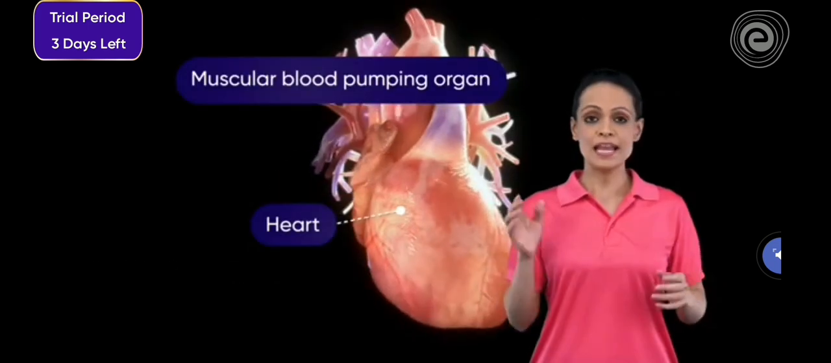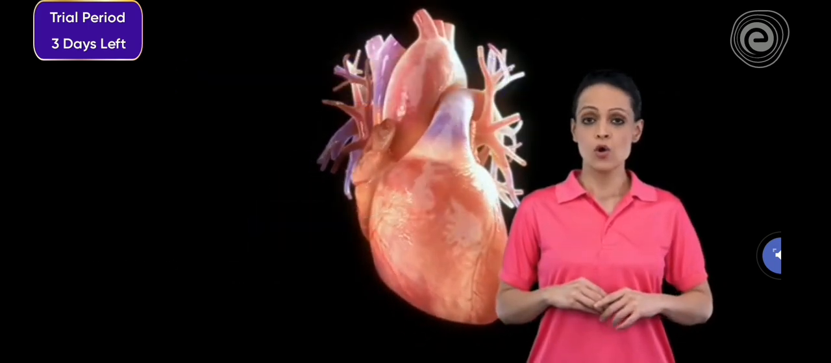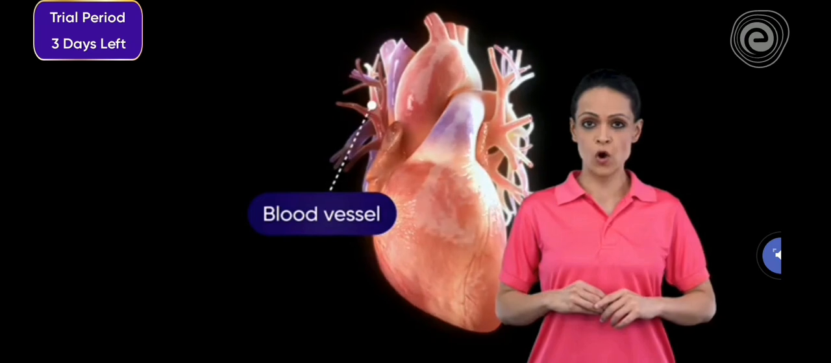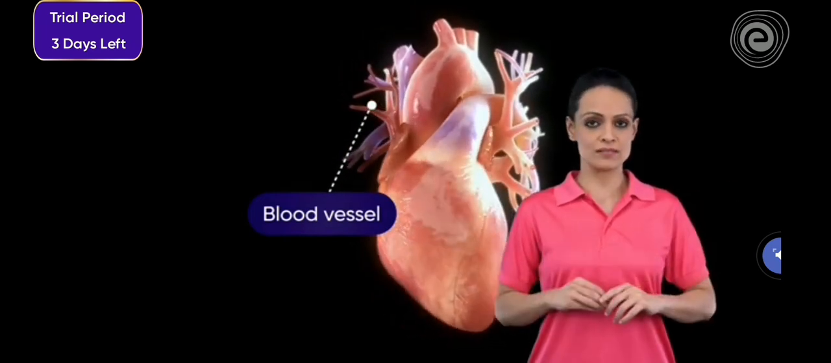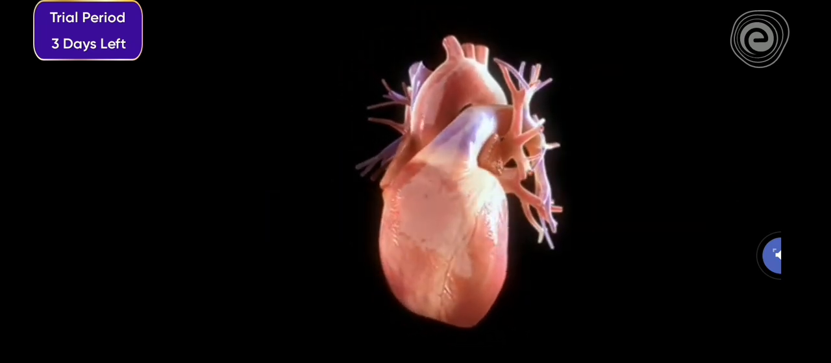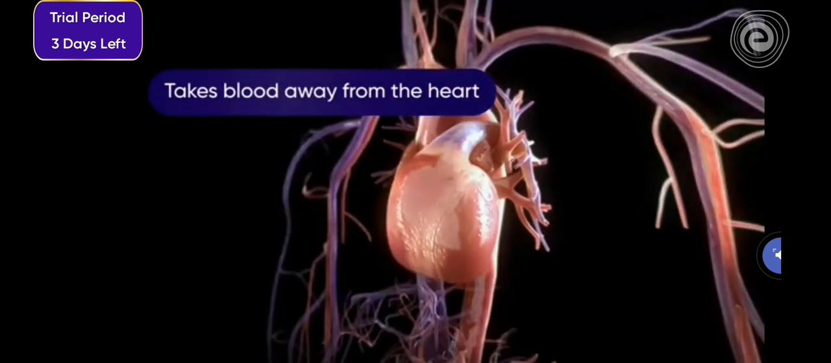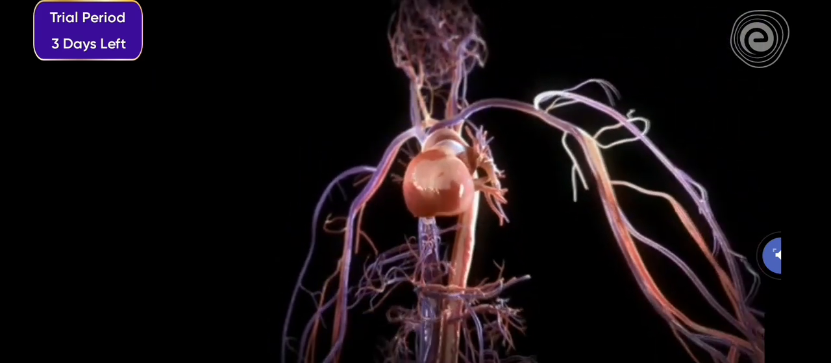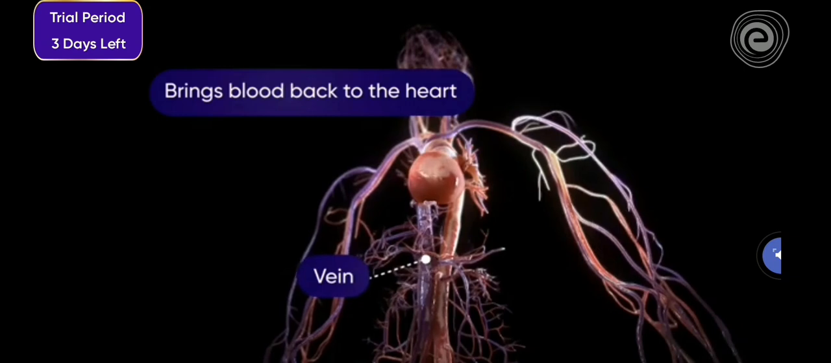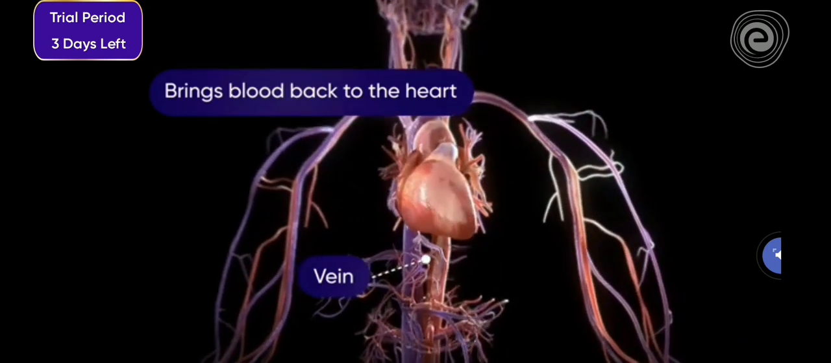The circulatory system is made up of the heart, which is a muscular pumping organ connected to blood vessels. Vessels carrying blood away from the heart are arteries, and those bringing blood back to the heart are veins.